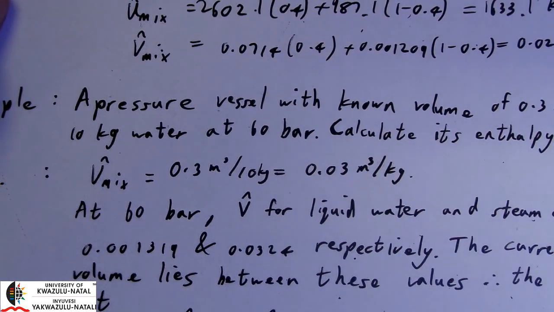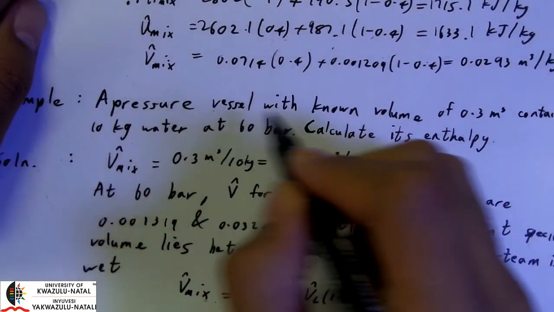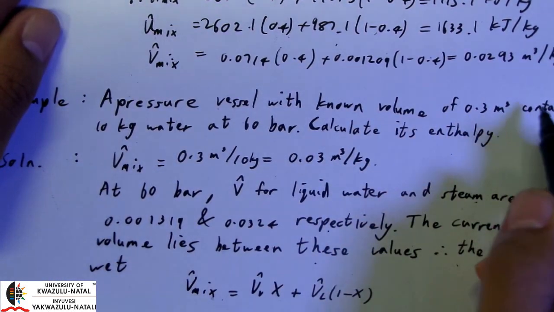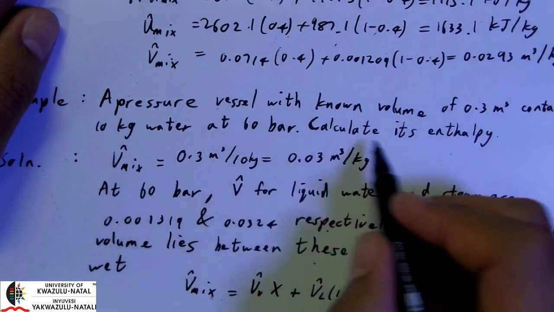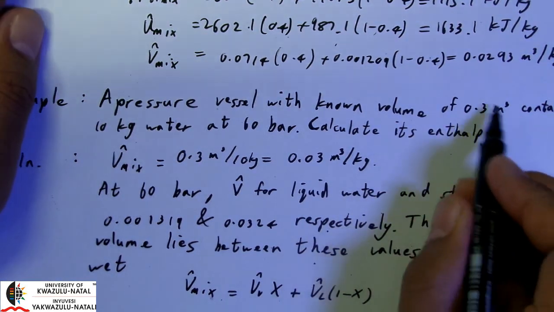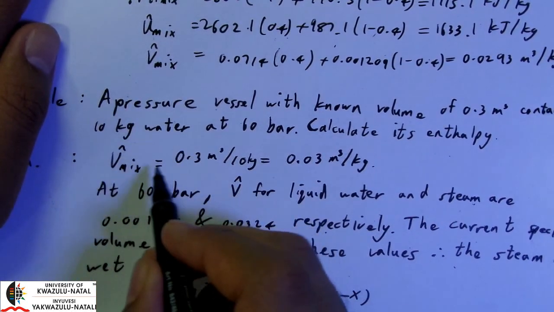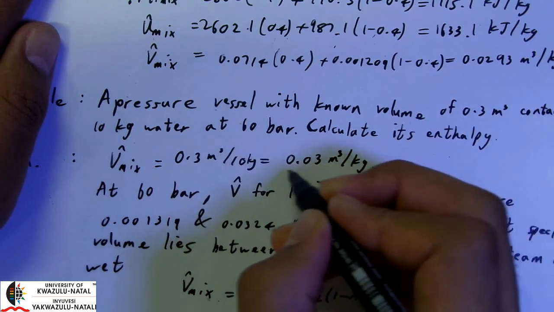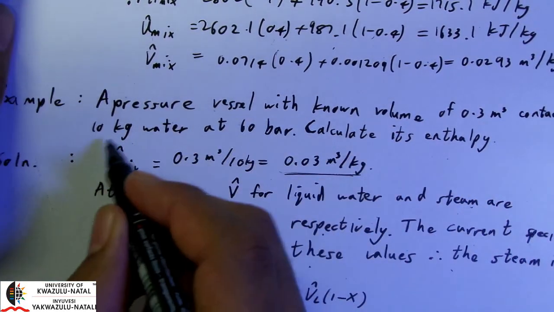Okay, and this seems like a simple example. We have a pressure vessel and we are given the volume of that vessel, and it contains 10 kgs of water at 60 bar, and we want to know its enthalpy. Okay, so they've given us the volume and they've told us it's 10 kgs of water, so we can immediately find our specific volume.